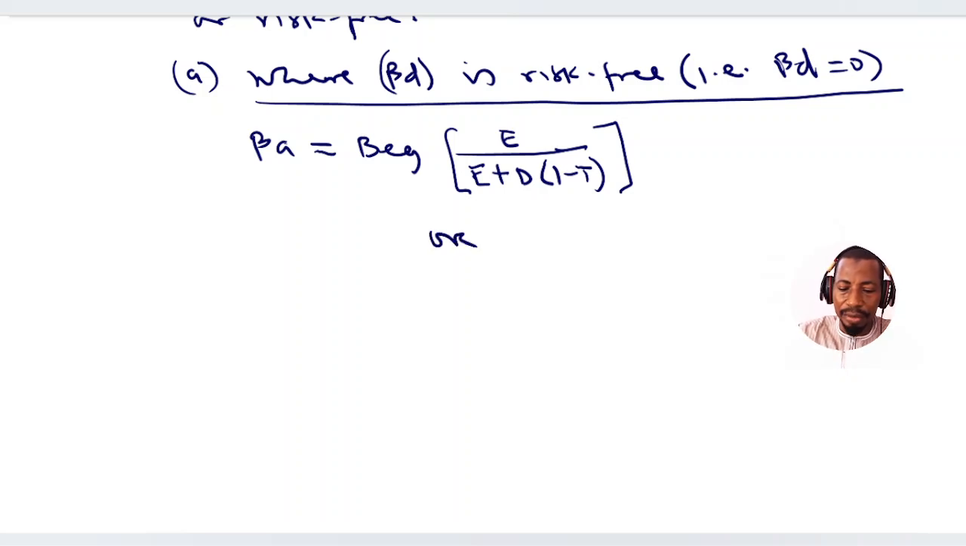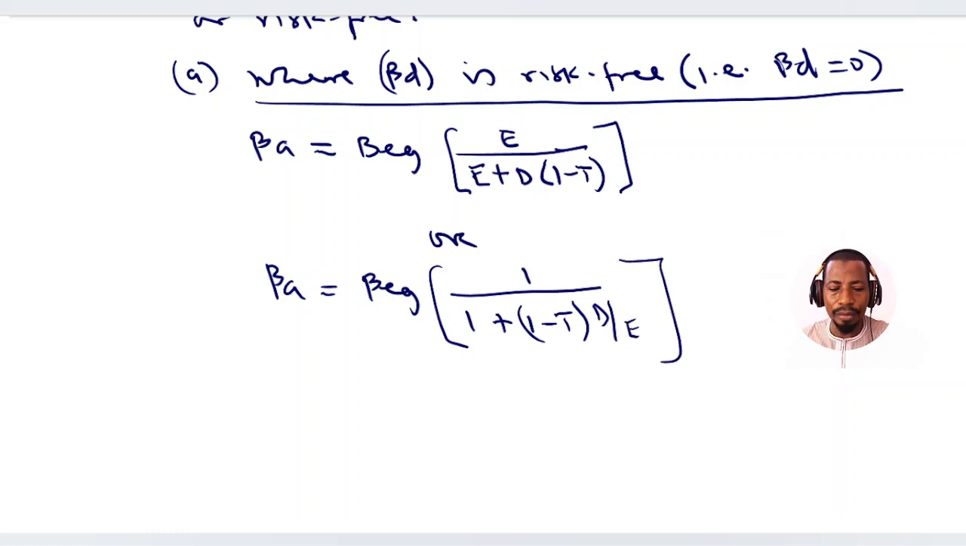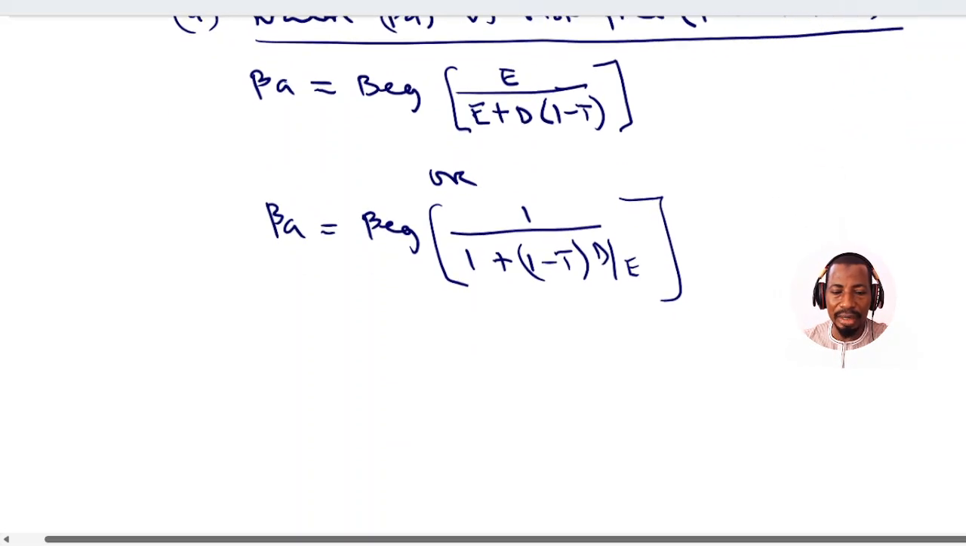Alternatively, we can also calculate the beta assets where debt beta is risk-free. You can calculate beta assets as the beta equity of a gear multiplied by 1 divided by 1 plus 1 minus tax, then debt equity proportion of the proxy company. So that is the formula to use to ungear where debt beta is risk-free.